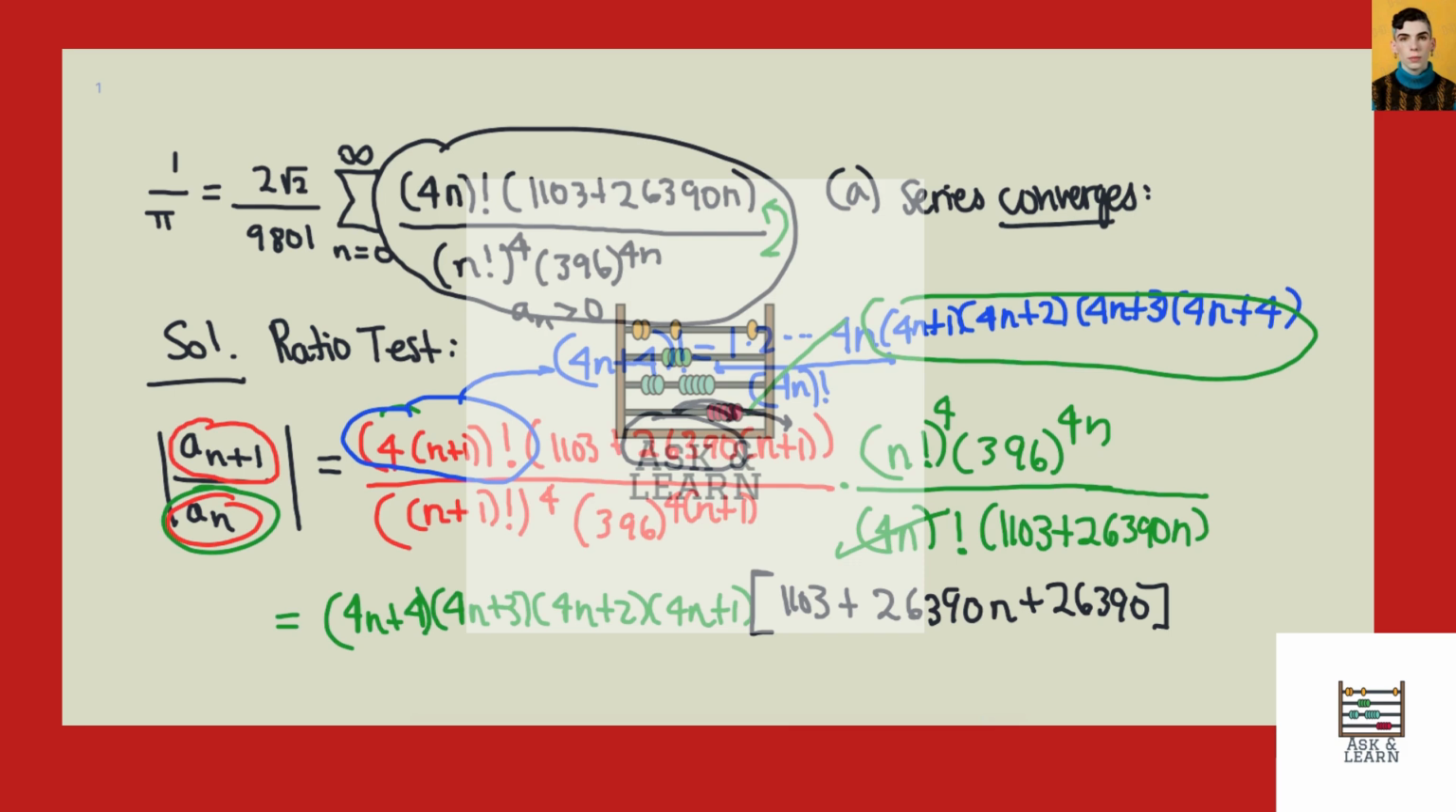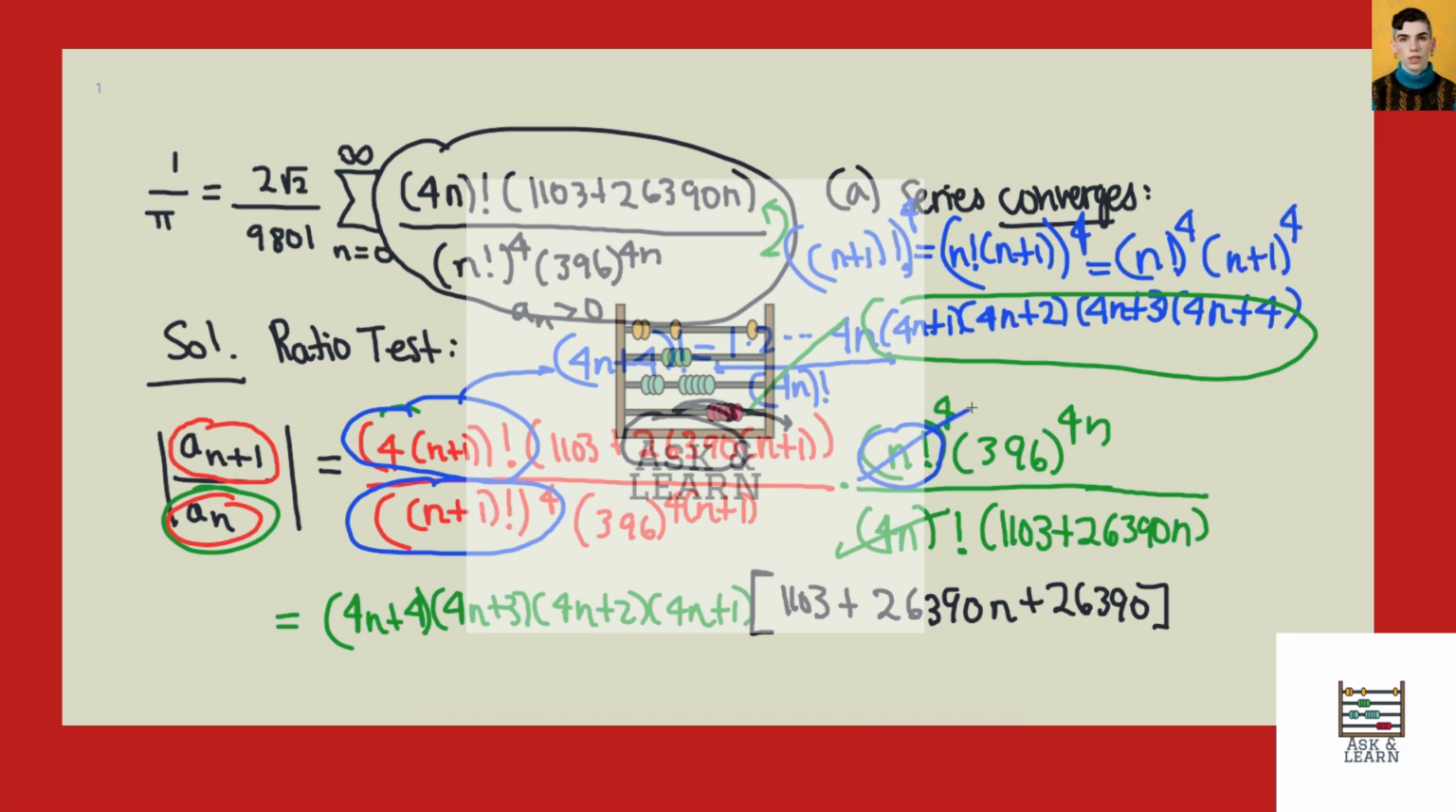So now, going again to the blue, let's look at n plus 1 factorial to the fourth. n plus 1 factorial, using the same idea as before, can be written as n factorial times n plus 1. However, we also have an n factorial over here, and we're raising to the fourth power. So if we raise this to the fourth, we get n factorial to the fourth, and then n plus 1 to the fourth. And so we could cancel this n factorial to the fourth with that one. And that'll leave us the n plus 1 to the fourth in the denominator.